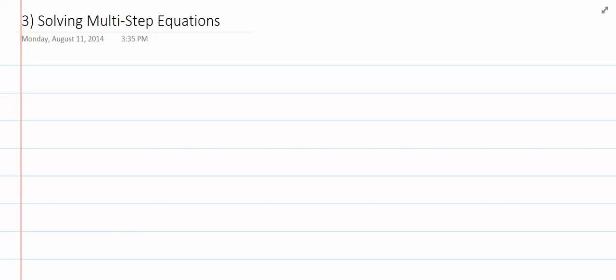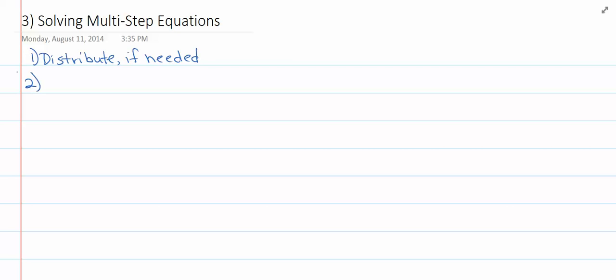This is for Algebra 1, and we are working with solving multi-step equations. When we are working with multi-step equations, you still want to remember to work through the same four general steps. The first one being that you need to distribute if needed.